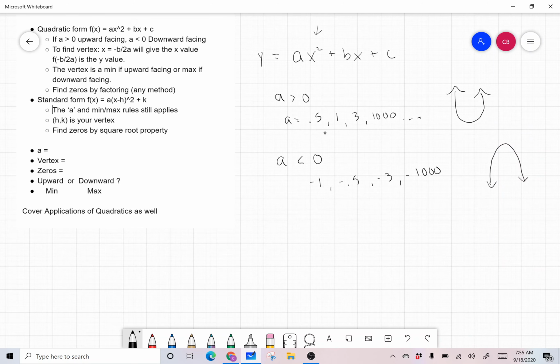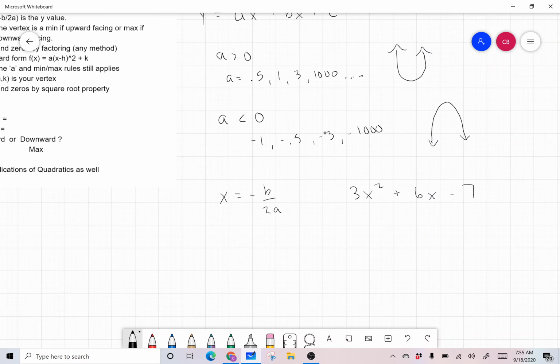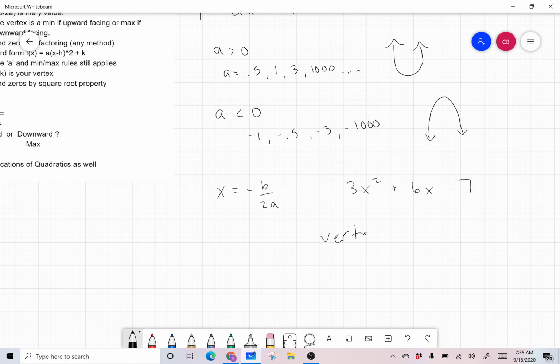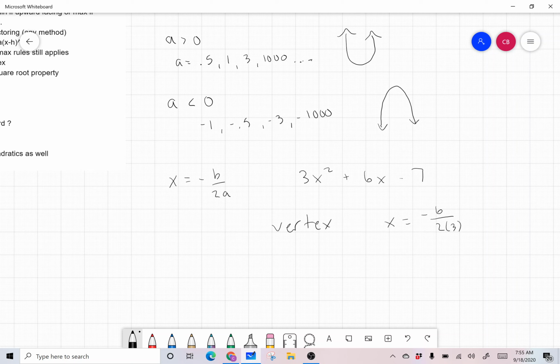To find the vertex, there's a way to do this. We use x is equal to -b/2a. Okay, so let's say that I give you 3x squared plus 6x minus 7, and we want to find the vertex. Then we do x equals -6/(2 times 3), which gives us -6/6, which is -1. So now we know the x value of the vertex is -1, and we can figure out the y value.